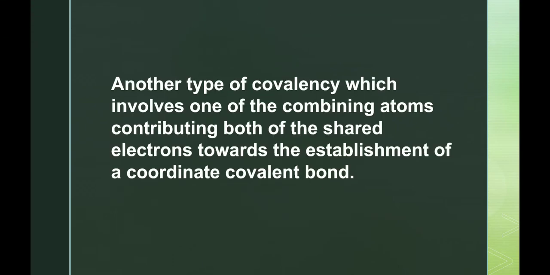So see, coordinate bond is another type of covalency or covalent bond, where one of the combining atoms contributes both of the shared electrons towards the establishment of a coordinate covalent bond. That means here a lone pair of electrons will be shared between two atoms. When this type of bond forms, then it is known as coordinate bond. This is a type of covalent bond. Clear? Now let's see another example of coordinate bond.